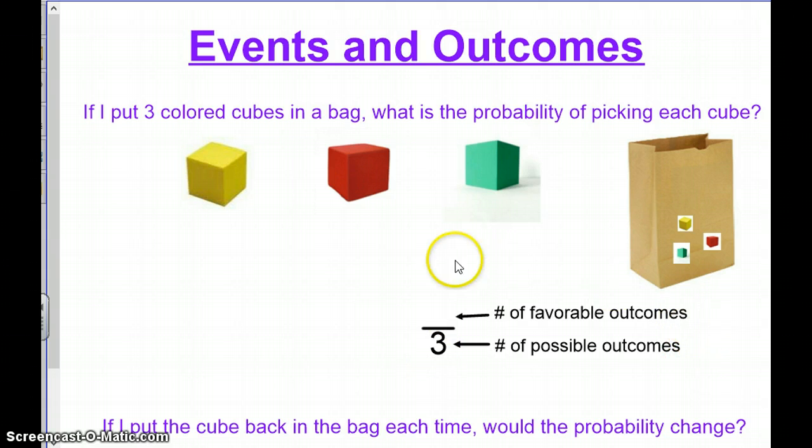So you'll notice our probability is written like a fraction. So on the bottom we have the number of possible outcomes. On the top we write the number of favorable outcomes. So for example, what is the chance of me pulling out a green cube? The chance is 1 out of 3, okay? Because there is only one green cube out of the 3 cubes.